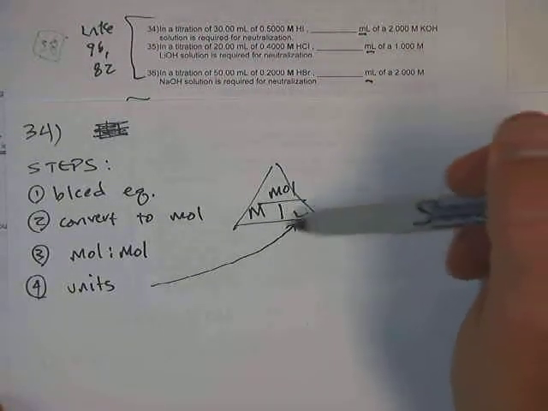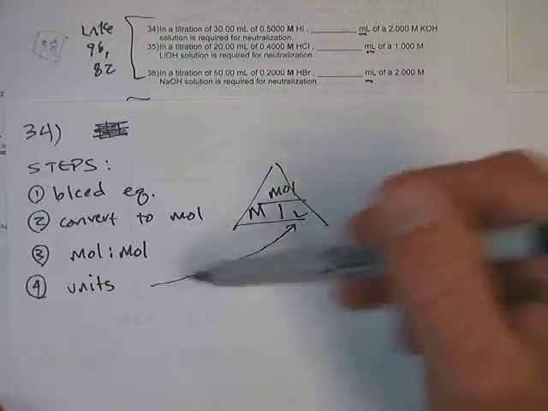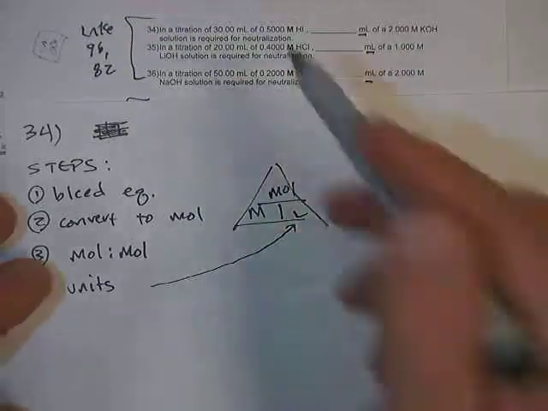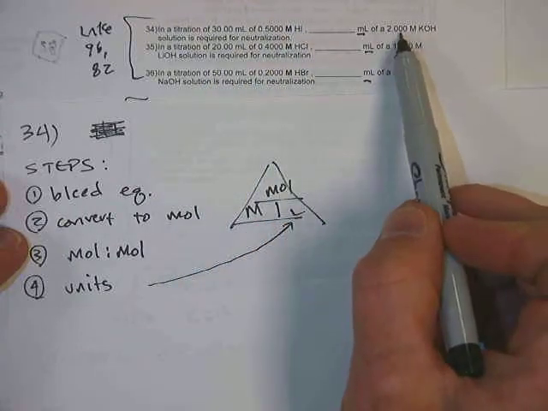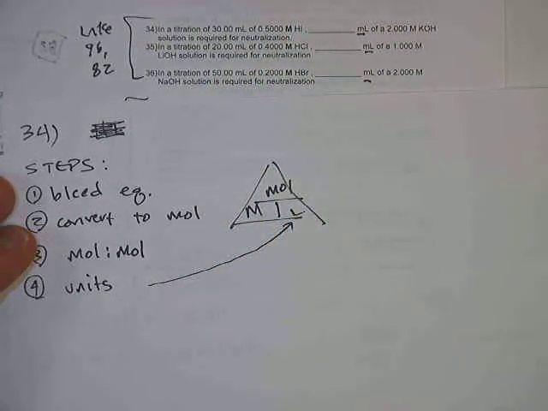So first, write the balanced chemical equation. Second, when in doubt, convert to moles. In this case, we'll use the molarity triangle to do that. Mole to mole ratio, and then convert to the asked for units. And the units they're asking for are milliliters all the time right here. You can see that in the question.